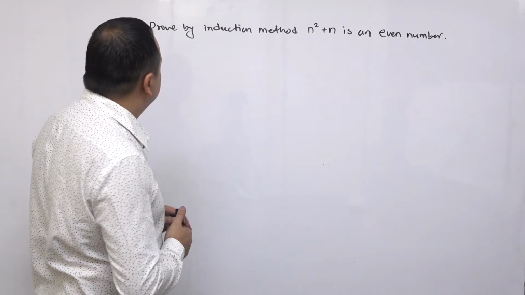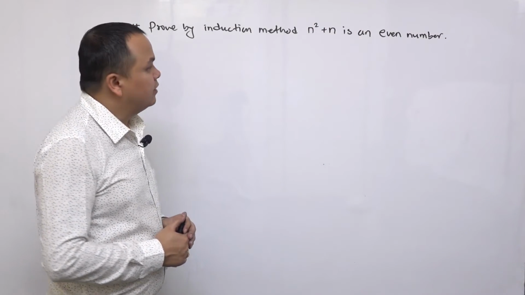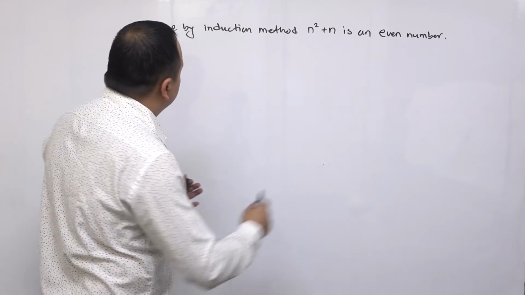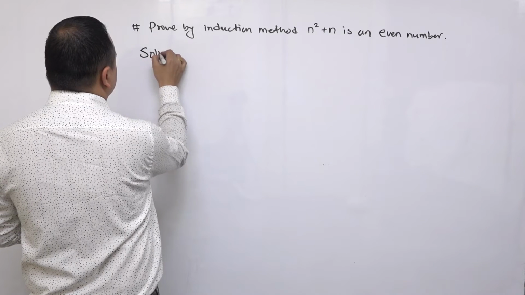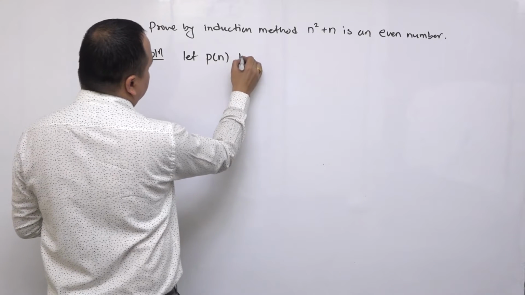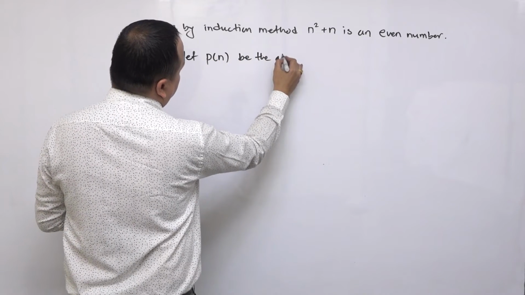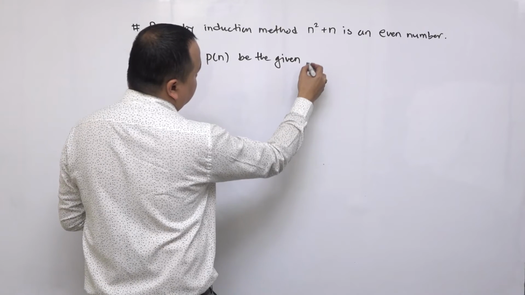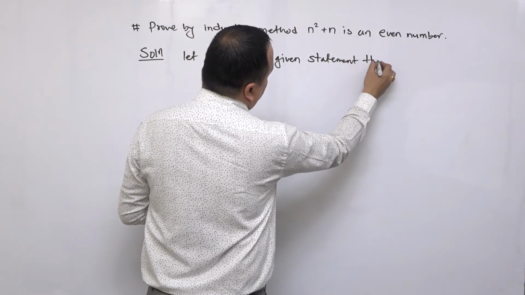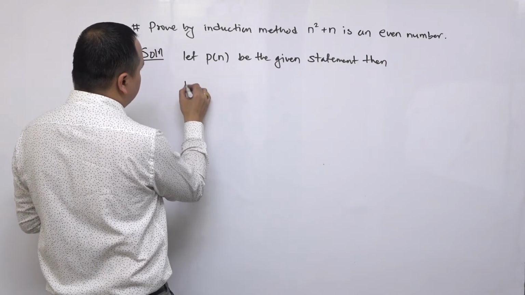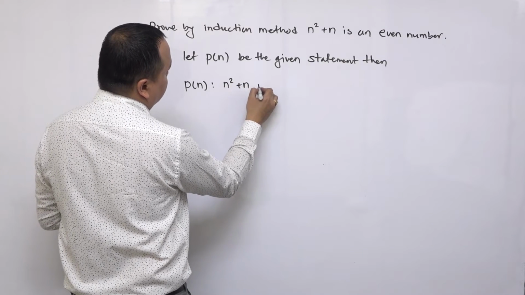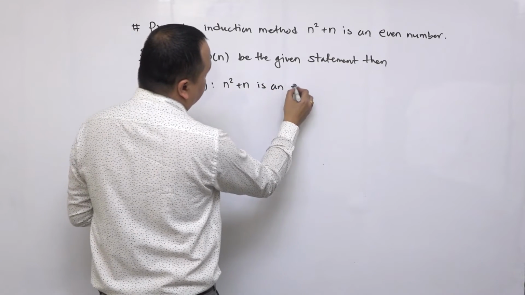Now, we take another example. Prove by induction method: n square plus n is an even number. Let Pn be the given statement. Then Pn such that n square plus n is an even number.